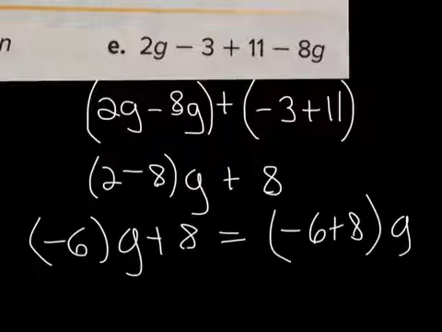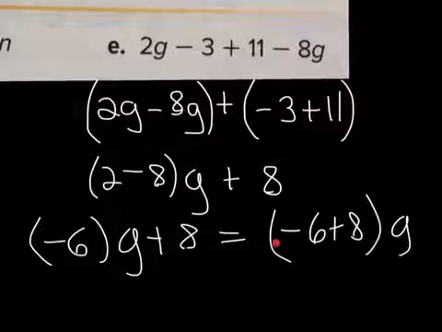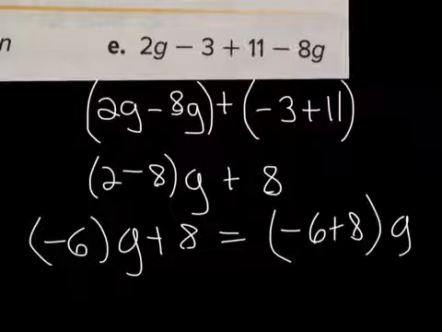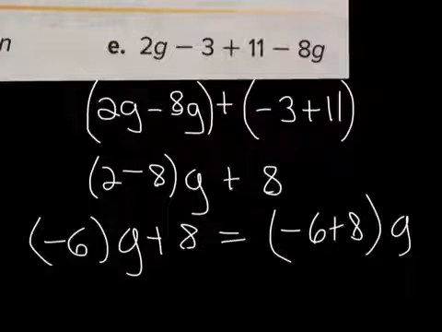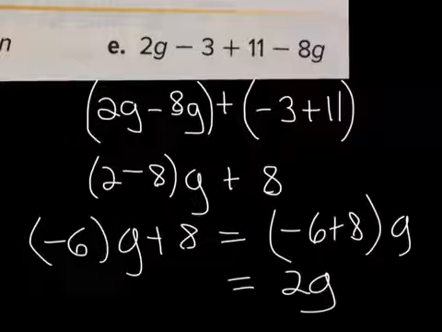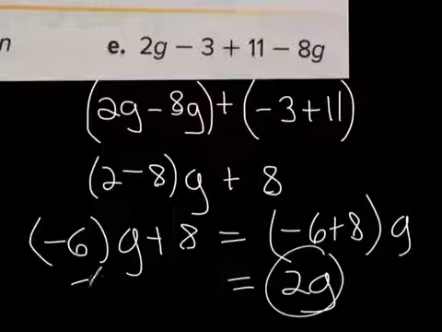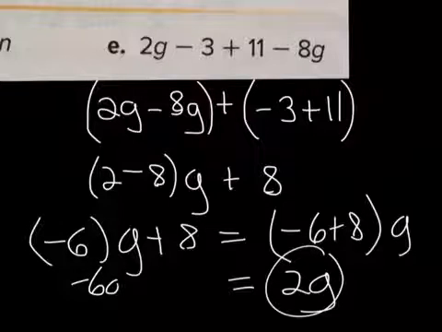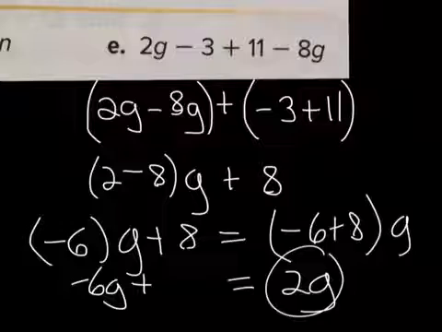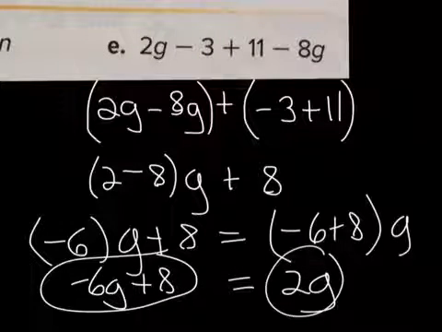Let's group those. So now I took this positive 8 and I'm going to bring it into the parentheses, and now I have negative 6g plus 8g. I can figure this out. Negative 6 plus 8 is 2. Then I put my g together and I have 2g. And there's my final answer. Or you could also write negative 6g plus 8. And this could be another way to leave it.